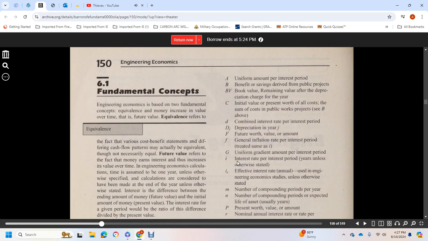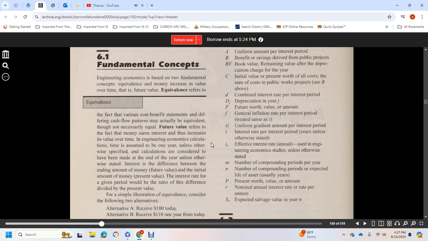6.1 Fundamental concepts. Engineering economics is based on two fundamental concepts: equivalence, and the value of money increasing over time, the future value. Equivalence refers to the fact that various cost and benefit statements with differing cash flow patterns may actually be equivalent to each other, as if they were equal funds. Future value refers to the fact that money earning interest increases in value over time.